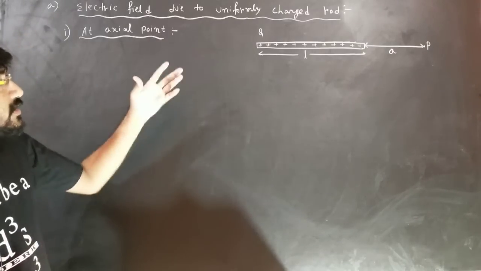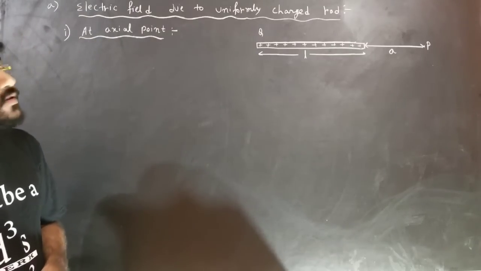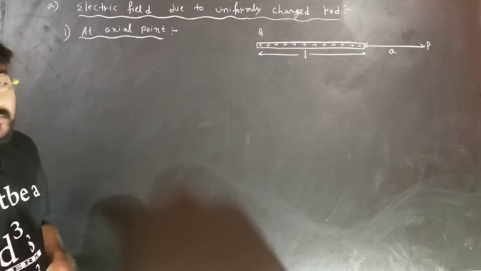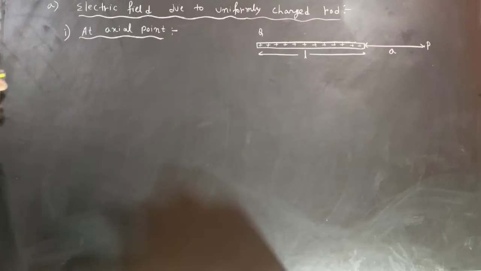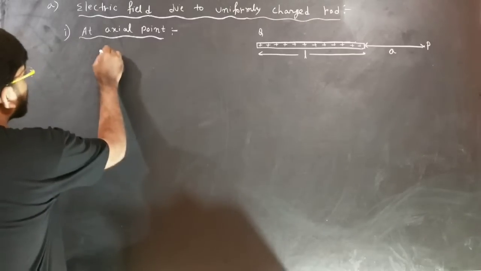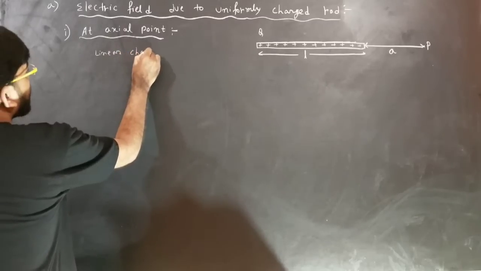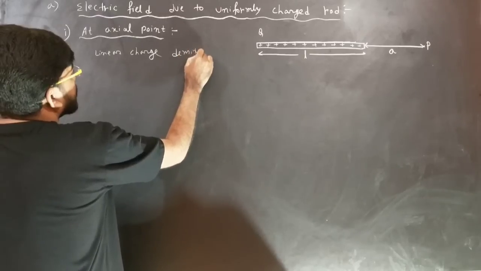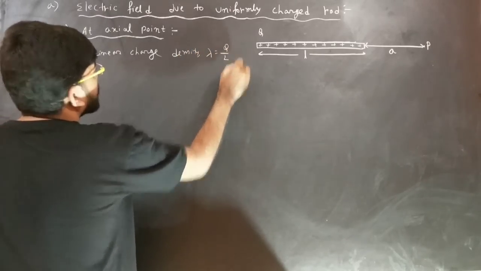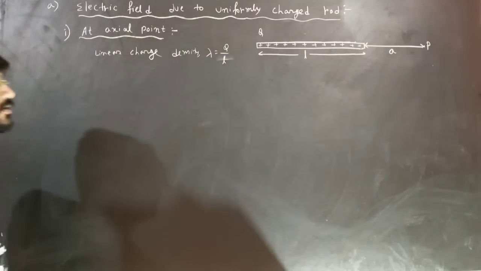The rod is uniformly distributed with charge q, and the length of the rod is L. First you can define the charge per unit length, that is, the linear charge density. So what will be the linear charge density? Lambda is equal to q by L. Here I have taken small l, so you can write it as q by l. This is the charge per unit length, that is lambda.